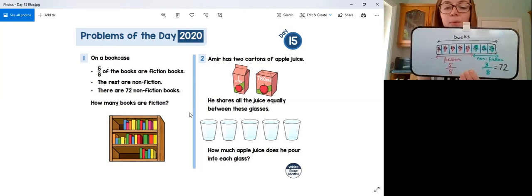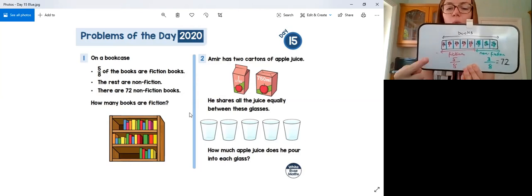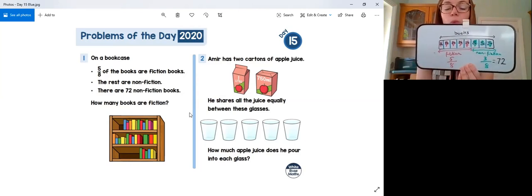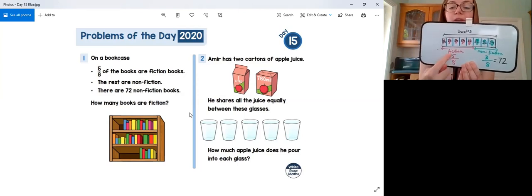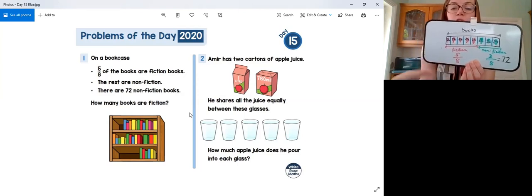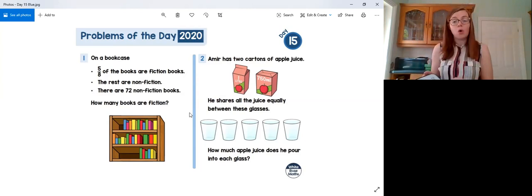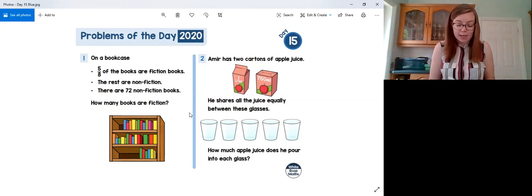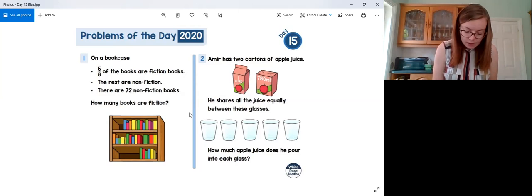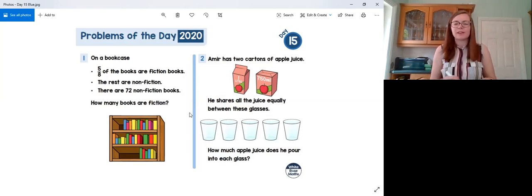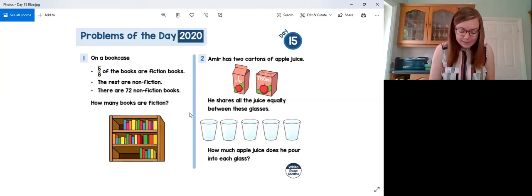We've been asked how many books are fiction. We know how many lots of 1/8 we want. We are told that 5/8 are fiction. So we've got 5 lots of 24. Or another way of saying lots of is to multiply or times. We have 5 times 24. Now this one, we're going to practice our number bonds again, our times table. We're going to do this one in our head. I'm going to partition my 24 into 20 and 4.